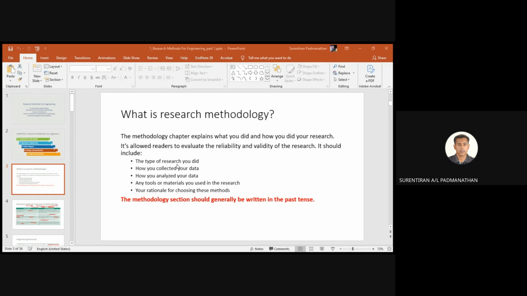Then once you finalize everything, you go to the methodology. What kind of method is very suitable for this project, that we can use to achieve the objectives, so that my project can be successful?